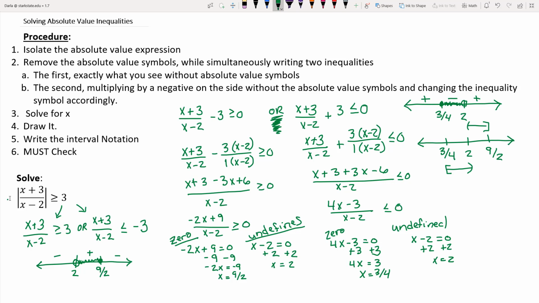But since it's an or scenario, either or works. Put those together on a number line. We can see that the solution would go from 3/4 to 2, union 2 to 9/2 inclusive on the 9/2, and that would be our solution overall. So it has two pieces.